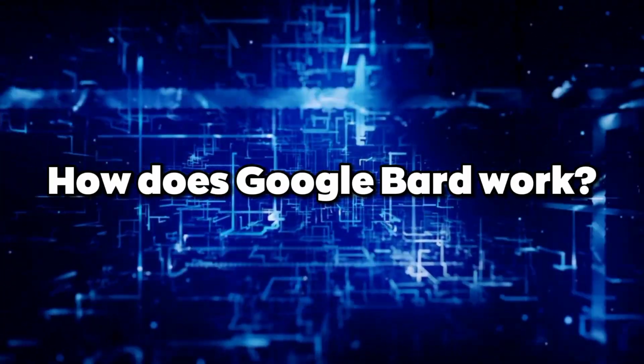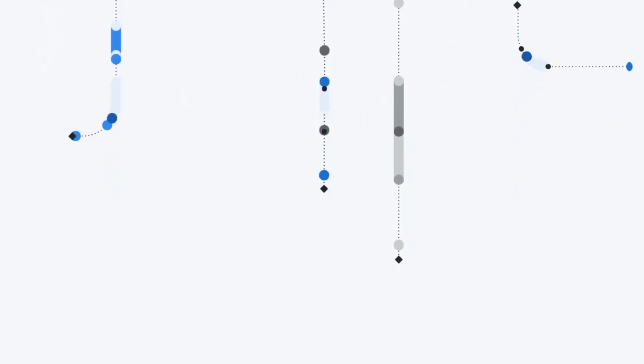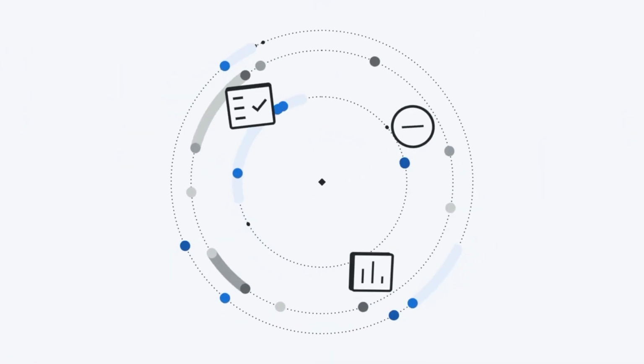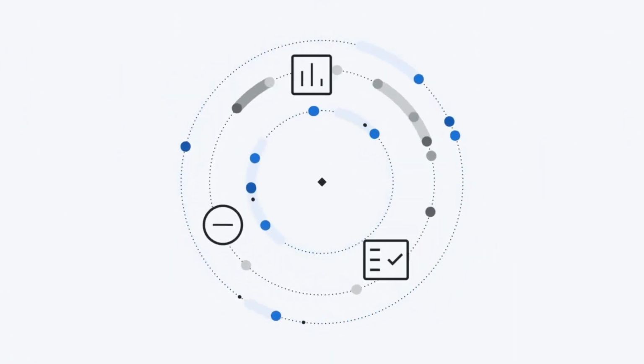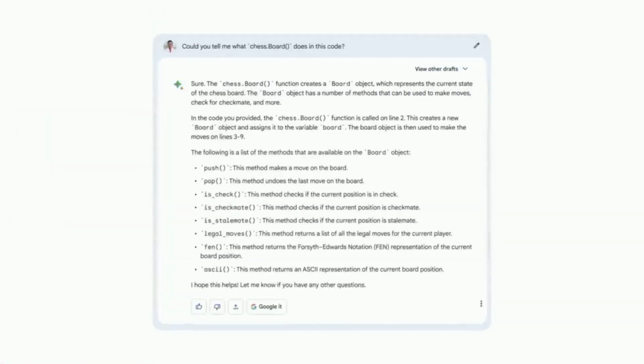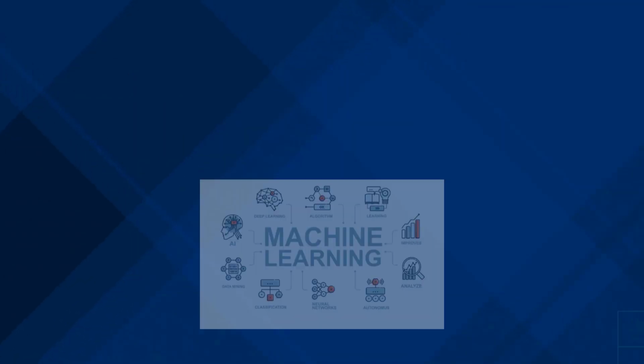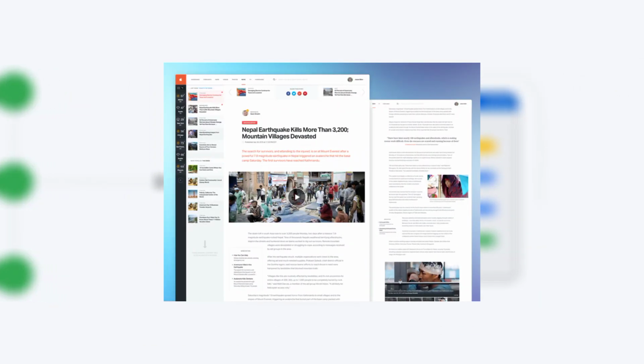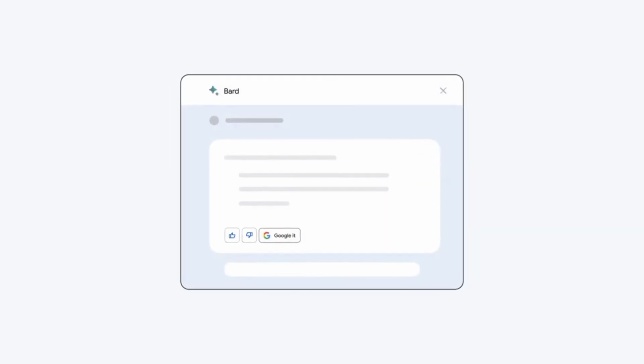How does Google Bard work? Google Bard works by analyzing the structure and meaning of sentences. It breaks down the text into smaller units, such as words or phrases, and then applies various linguistic rules and models to understand the context and intent behind the text. This allows Google Bard to generate accurate and relevant responses. Google Bard uses a combination of machine learning and deep learning techniques to continuously improve its performance. It learns from vast amounts of data, including books, articles, and websites, to enhance its understanding of language and provide more accurate and natural responses.